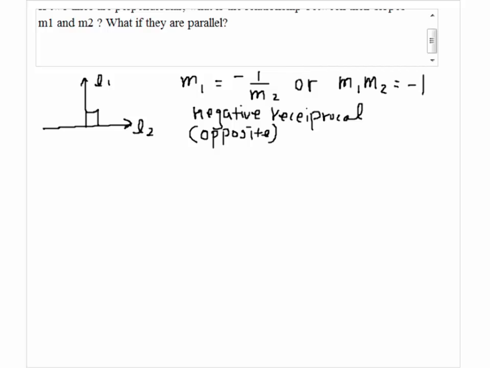What if they are parallel? If two lines are parallel, these two lines do not touch, so m1 equals m2.